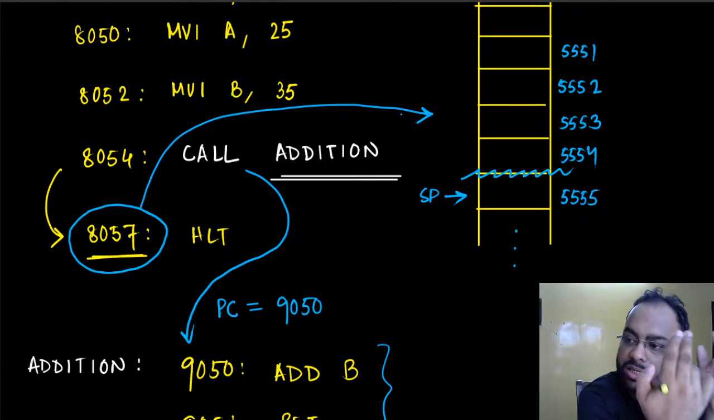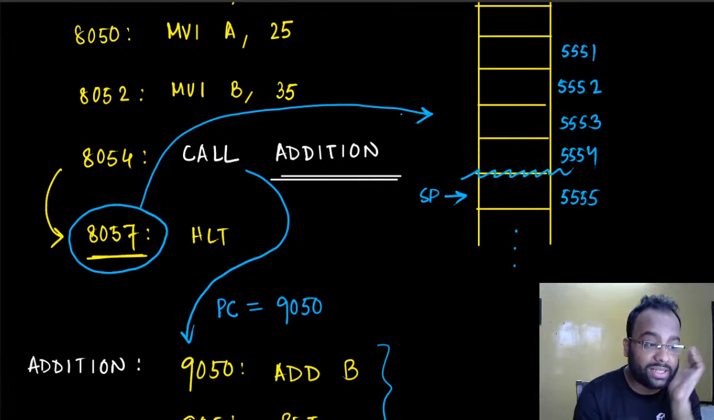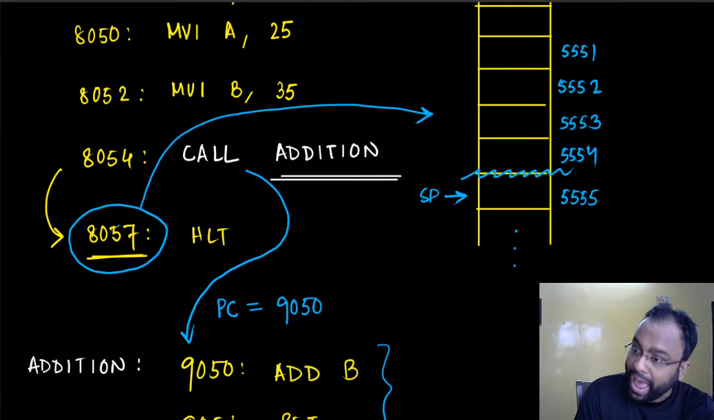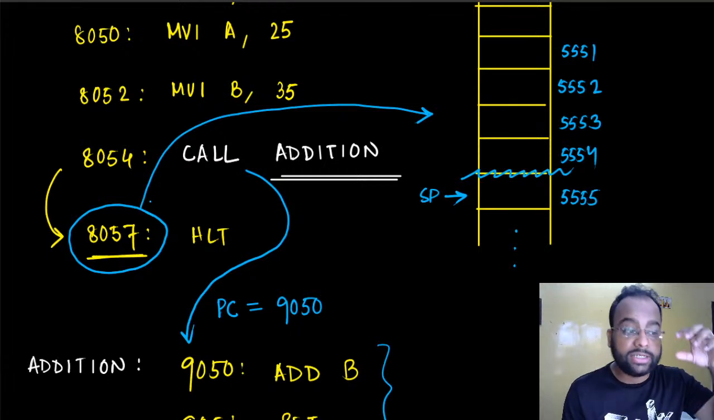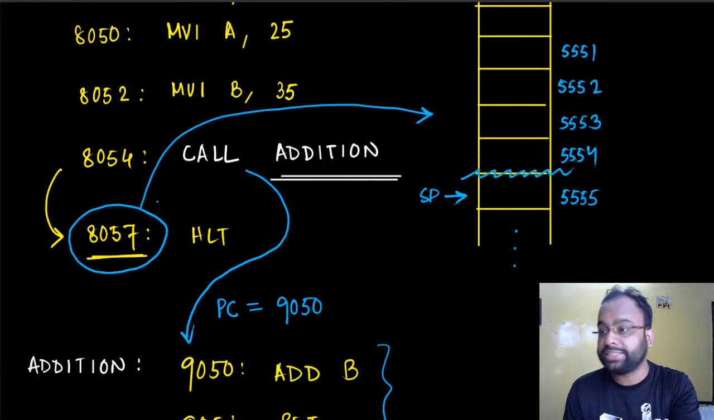So the call instruction sets the program counter to point to that particular memory address, and also it takes a return address. What is the return address? The next address after the call instruction, where the program needs to come back. This address is stored by the call instruction. This is the responsibility of the call instruction: it is stored into the stack.